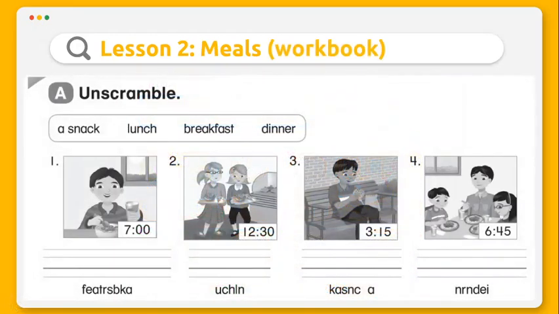Then we're gonna go back to our workbook and we have to do this exercise that is unscramble. As you can see on the box, you have the 4 words that we saw in the vocabulary and we have to write them correctly in each picture. That's why you have, for example, in the number 1, 7 o'clock. So what do you eat at that time? You have there the letters, so try to write the correct word.